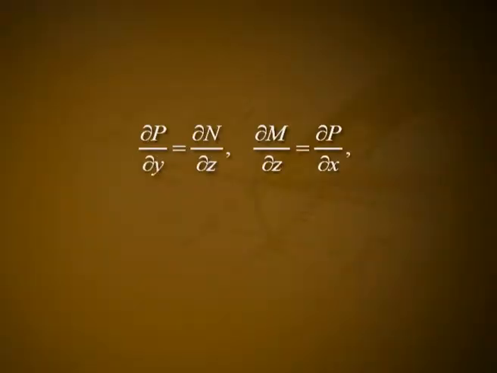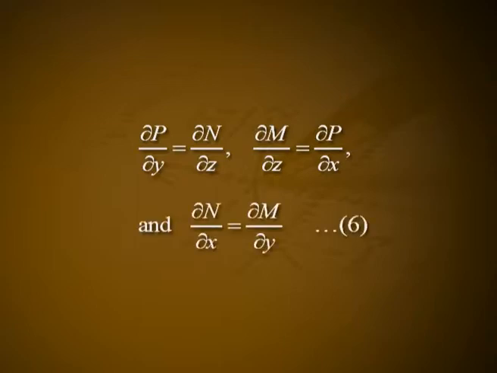The test for exactness of M dx + N dy + P dz. The differential form M dx + N dy + P dz is exact if and only if the following hold: ∂P/∂y is equal to ∂N/∂z, ∂M/∂z is equal to ∂P/∂x, and ∂N/∂x is equal to ∂M/∂y, equation number 6. This is equivalent to saying that the field F is equal to Mi + Nj + Pk is conservative.